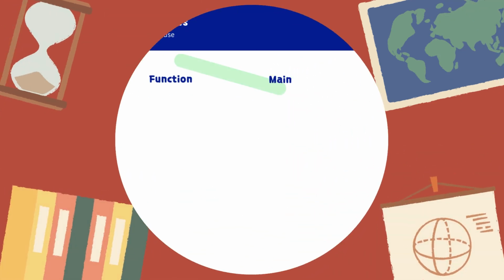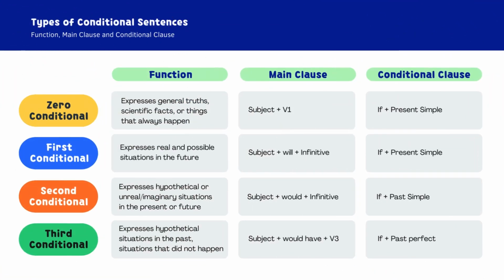Summary. To summarize, we have 4 types of conditional sentences: zero conditional, first conditional, second conditional, third conditional. That brings us to the end of our lesson on conditional sentences. Understanding these structures will greatly improve your ability to communicate ideas involving conditions, possibilities, and hypotheticals in English.